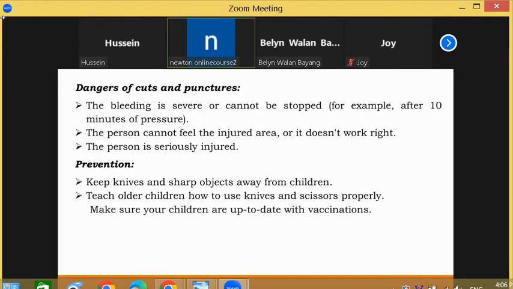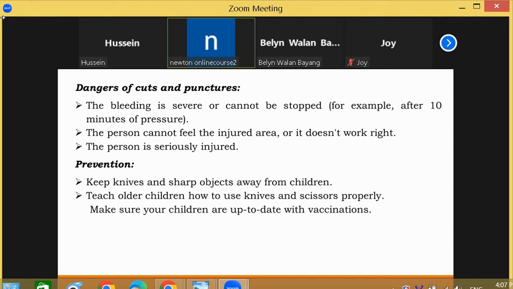Dangers of cuts and punctures. So what are the dangers? Okay, so the bleeding is severe. We know the bleeding is very dangerous, and we cannot stop it. For example, after 10 minutes or so, you are applying pressure and the bleeding has not stopped. Okay, so that is a dangerous one. If you touch that area and the patient cannot feel anything, and also the patient cannot use that finger or that area, they cannot work, the person is seriously injured.